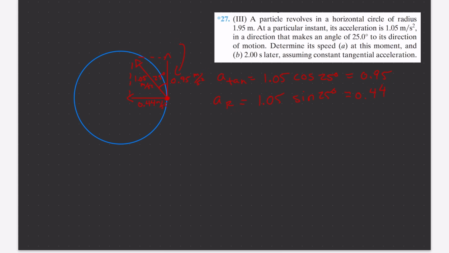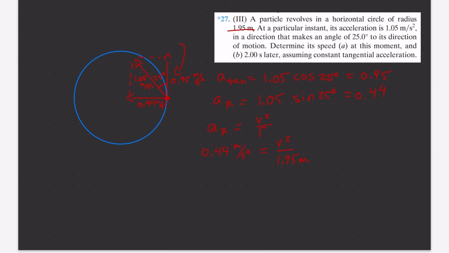The question is asking to determine its speed right now. That's part A, determine its speed at this moment. Well, now that we know our centripetal acceleration, we can recall that a sub r is equal to v squared over r. And we are given the radius, so we do have enough information to find the velocity at this moment. Let me plug in my 0.44 meters per second squared is equal to v squared over 1.95 meters.